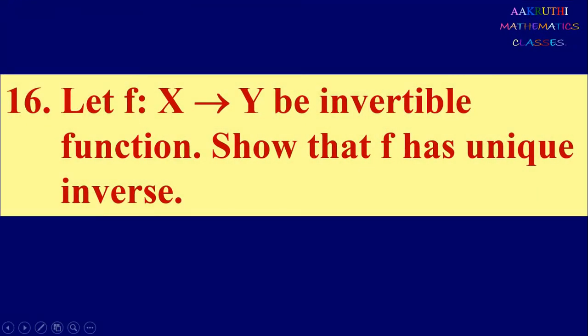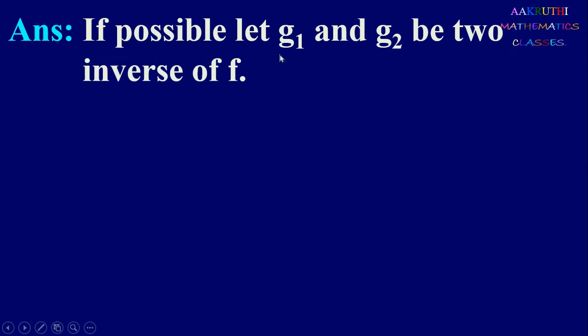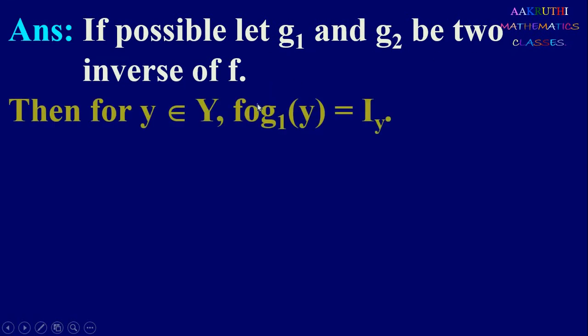So next problem: let f from X to Y be an invertible function. Show that f has a unique inverse. Here f is invertible, then we have to show that f has a unique inverse. So that is, there exists only one inverse for function f. If it is possible, we take g1 and g2 to be two inverses of f. So here g1 is an inverse of f and g2 is also an inverse of f.